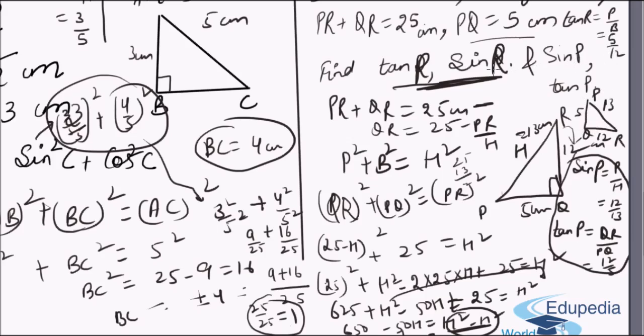Similarly, sine R will be perpendicular over hypotenuse. Perpendicular here is 5 and hypotenuse is 13. So if we have to find out the trigonometric ratio of an angle which is not included in the base, just rotate the triangle so as to bring the angle in the base, that is what we have done over here, and you can then find out the trigonometric ratios.